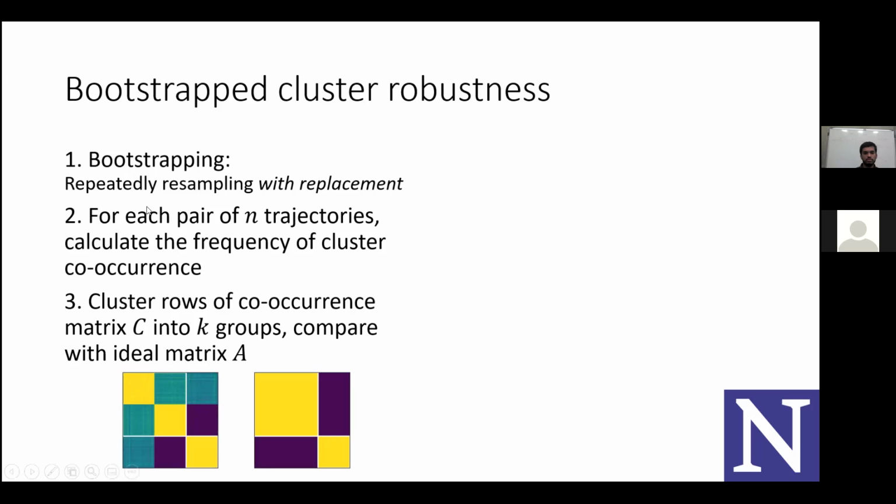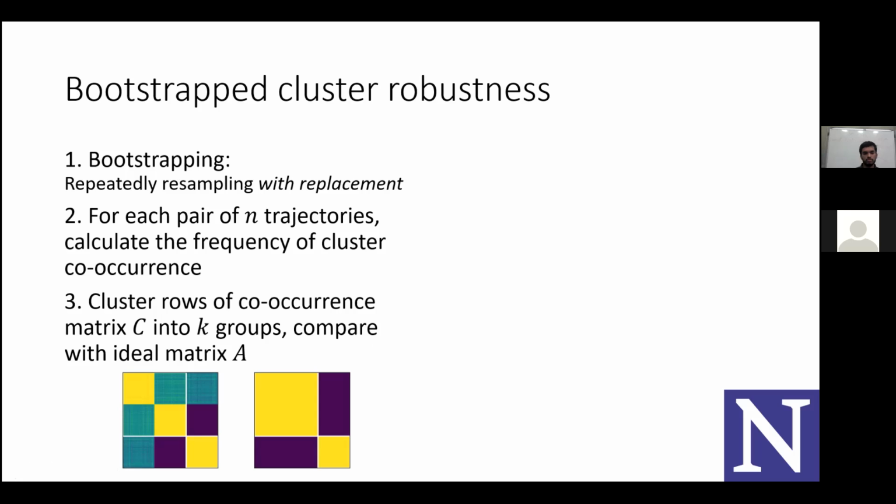And then you cluster rows of this co-occurrence matrix C into K groups and compare that with an ideal matrix A. So this is an example of some clearly 3 cluster data based on this co-occurrence matrix. But if we force it into 2 groups and do it over and over again, then my color map goes from dark purple is 0, yellow is 1. So a 1 means they're always in the same group. Dark purple is they're never in the same group. And then the green shades show that maybe half the time these 2 trajectories are in the same group.